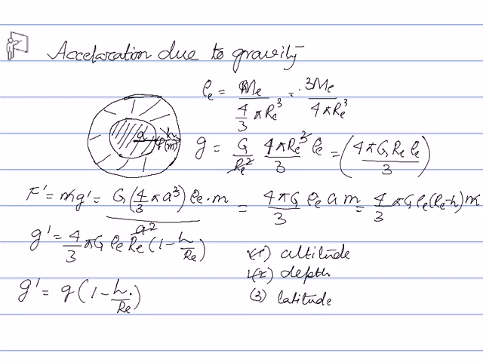Thus we conclude, as we go below the surface of Earth, as the depth h increases, acceleration due to gravity also decreases. So this is how acceleration due to gravity changes with depth. Now we will analyze how acceleration due to gravity changes with latitude.